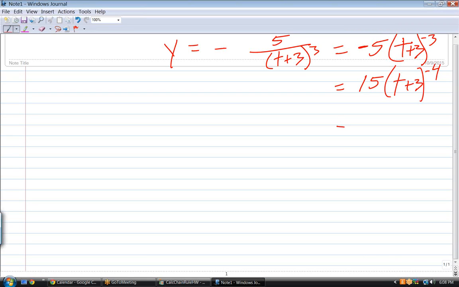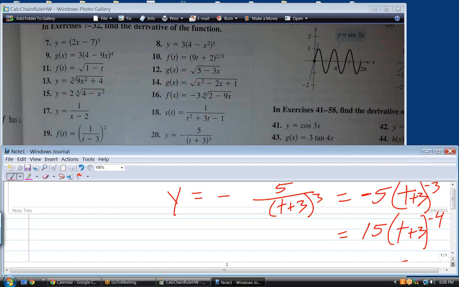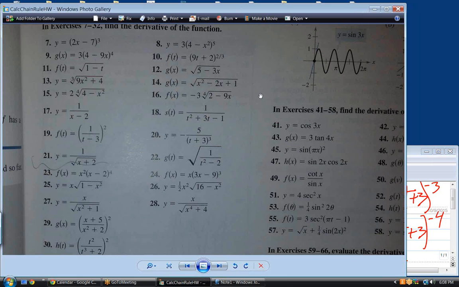Probably you want to not leave negative exponents in your answers. It's not a hard and fast rule, but it seems to be what everybody likes. So we would end up writing it like that. Either answer is probably acceptable. Okay. Give you one that incorporates the chain rule. Let's do 18.